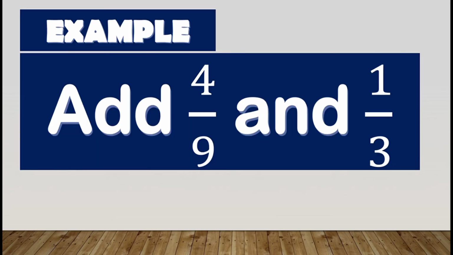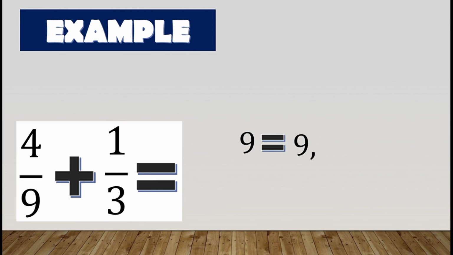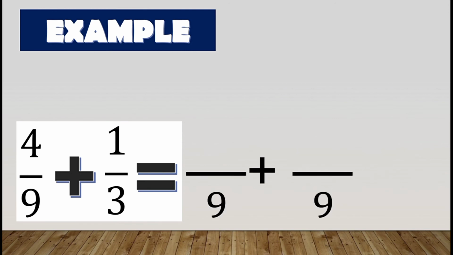Add 4/9 and 1/3. Here, 4/9 and 1/3 is an example of dissimilar fractions. So for us to simplify this, all we need to do is to look for the common multiple between 9 and 3. So 9 has multiples 9, 18, 27, and so on, while 3 has multiples 3, 6, 9, 12, and so on. So the least common multiple between 9 and 3 is 9. So in this case, our least common denominator now is 9.